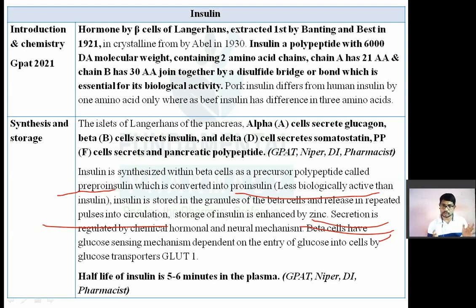So remember, an increase in the concentration of glucose in the pancreatic artery will be sensed by glucose sensing proteins known as glucose transporters, which give entry to the glucose inside the beta cells and cause the release of insulin. Remember, the half life of insulin is around 5 to 6 minutes. What is the half life of insulin? 5 to 6 minutes, in plasma. So insulin will remain in the plasma for 5 to 6 minutes.